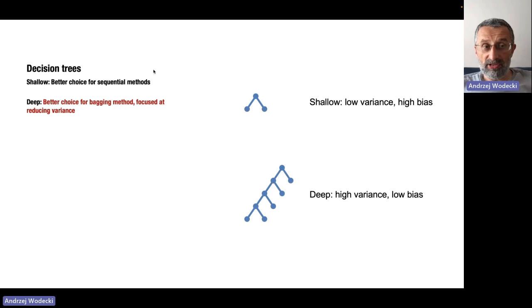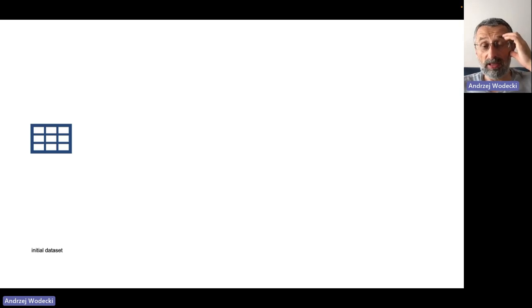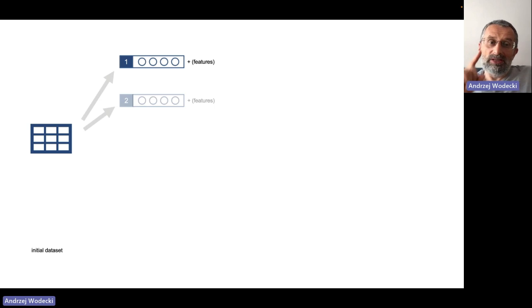So deep decision trees are a better choice for bagging methods because they focus on reducing the variance. So if you meet, for example, a bagging method, and you have a parameter to control the depth of the decision tree, you should rather put it a bit higher than for sequential models, which will be the subject of the next part of the lecture. But now, look what happens. What's interesting now?